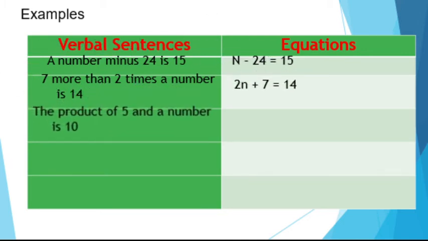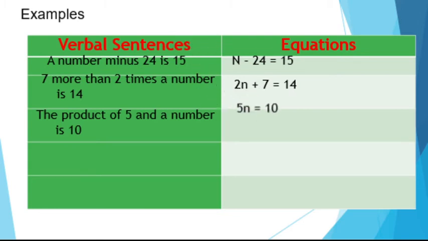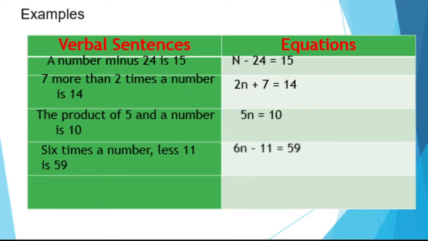And then you have the product of 5 and a number is 10. Again, you can use any letter. So that is 5n equals 10. You have 6 times a number less 11 is 59. So 6 times, so any letter again. So that is 6n minus 11 equals 59.